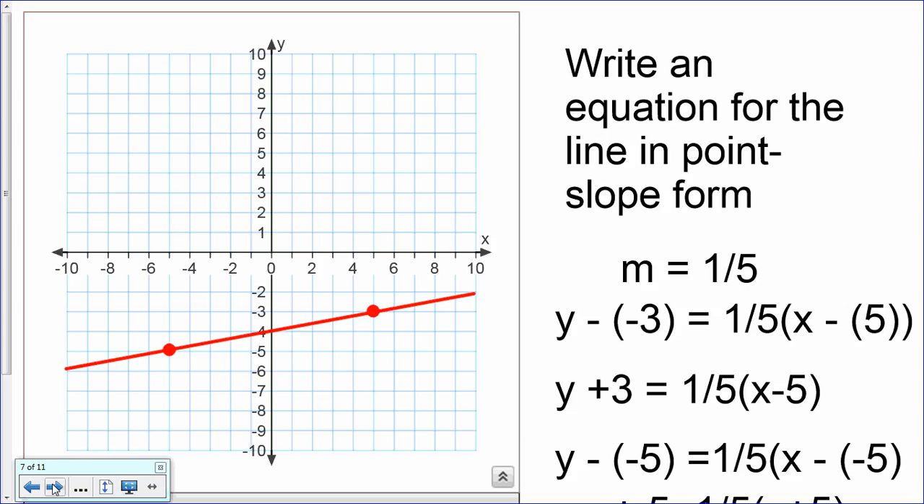Oh, look at all this stuff I did not erase. Oh well. So we have to write an equation in point-slope form. Again, all you need is a point and a slope. So first thing we want to do is find the slope.